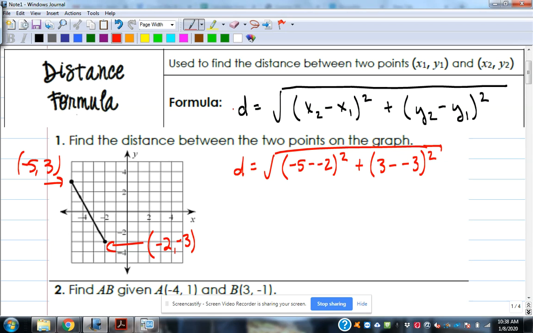So when I do that work, I end up with -5 minus -2 would be -5 plus 2, which is -3 squared. And then that would be 6 squared, right? So that'd be 9 plus 36. Oh, hold up. Yeah, 9 plus 36 is 45, right?